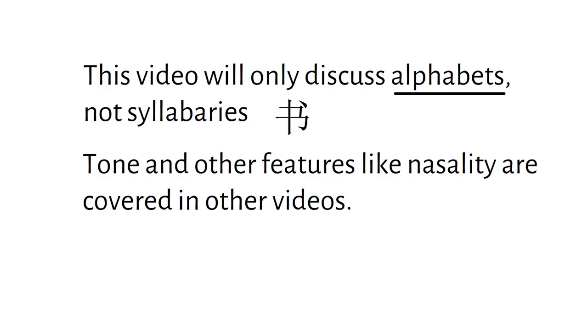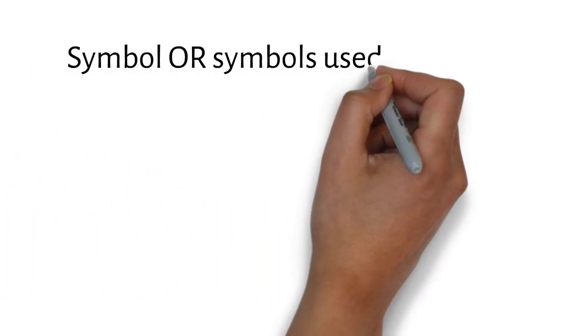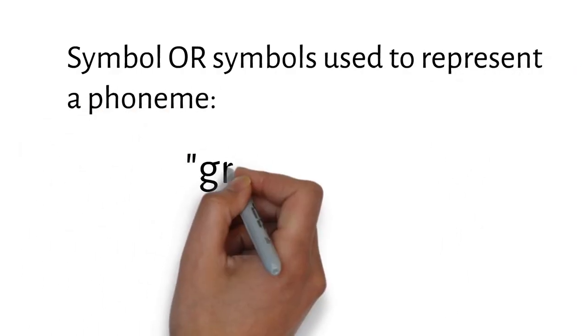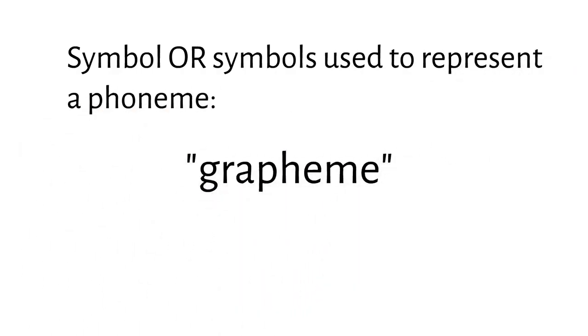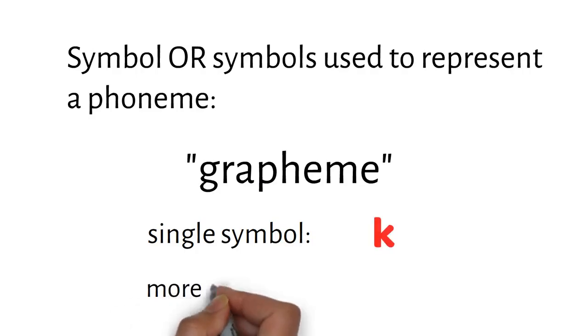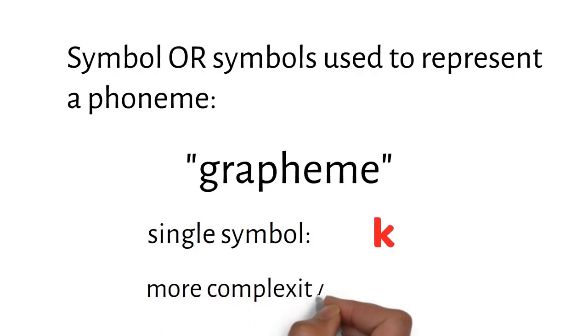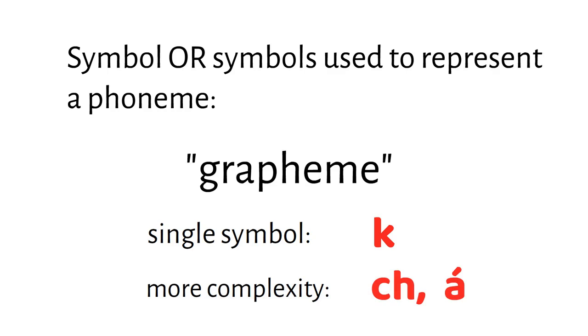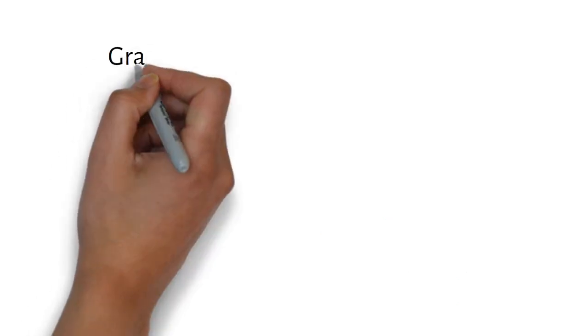Can you explain more about what you mean by the word symbol? Yes, the term we want is grapheme. A grapheme can be a single symbol, like K, but a grapheme can also have more complexity. And let's talk about that now.